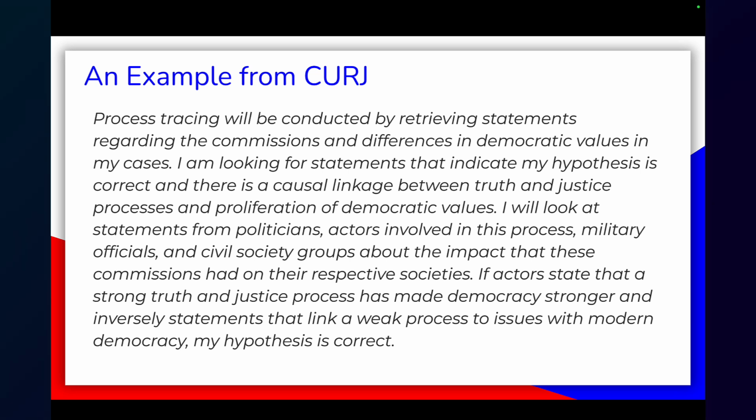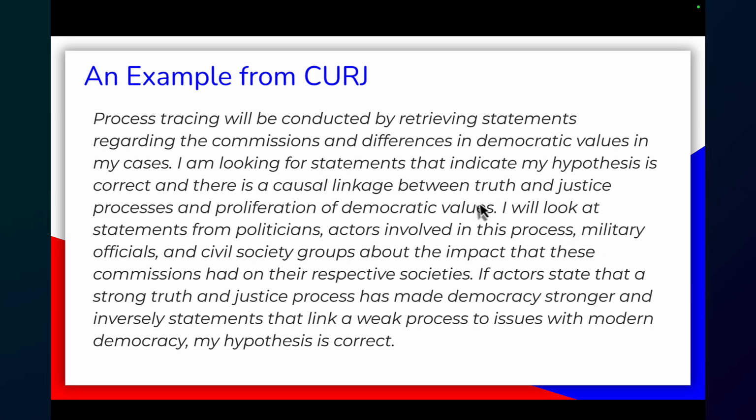research design. So it says here, "Process tracing will be conducted by retrieving statements regarding the commissions and differences in democratic values in my cases. I am looking for statements that indicate my hypothesis is correct and there is a causal linkage between truth and justice processes and proliferation of democratic values. I will look at statements from politicians, actors involved in this process, military officials, and civil society groups about the impact that these commissions had on their respective societies. If actors state that a strong truth and justice process has made democracy stronger, and inversely statements that link a weak process to issues with modern democracy, my hypothesis is correct."